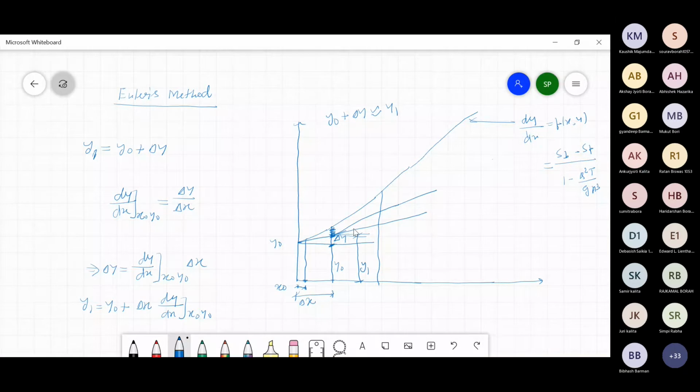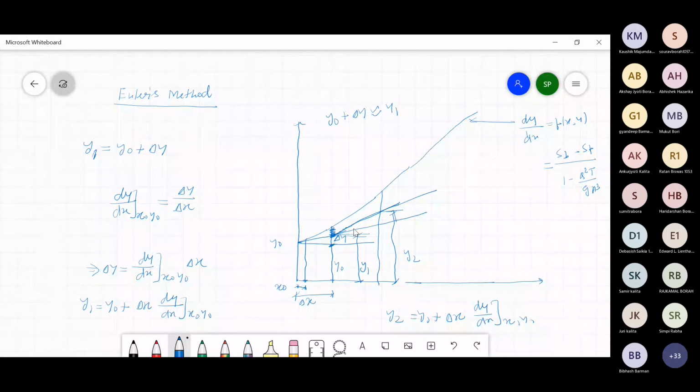So in the next step, what can you write? y2 is equal to y1 plus delta x into dy by dx at x1, y1. Now at this point you are drawing the slope, isn't it? This slope is at this point now. So now your y2 is this much. This is your y2.